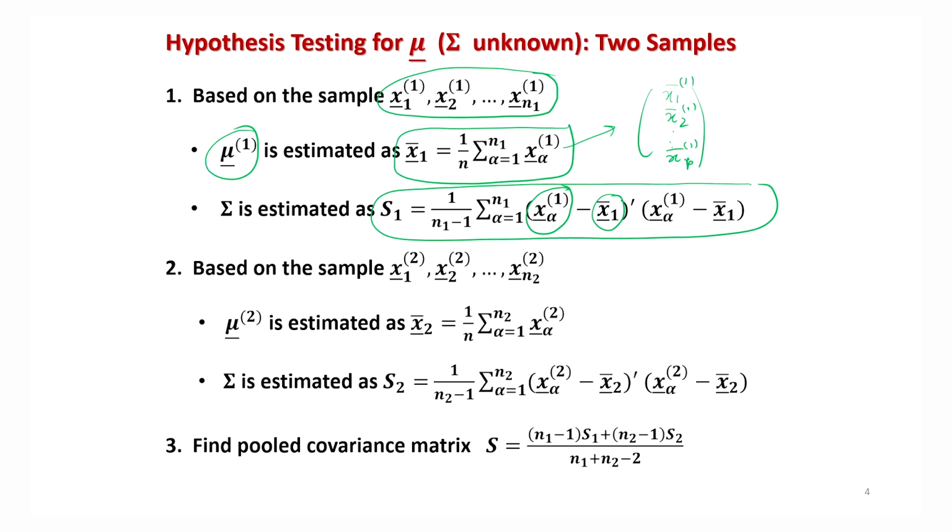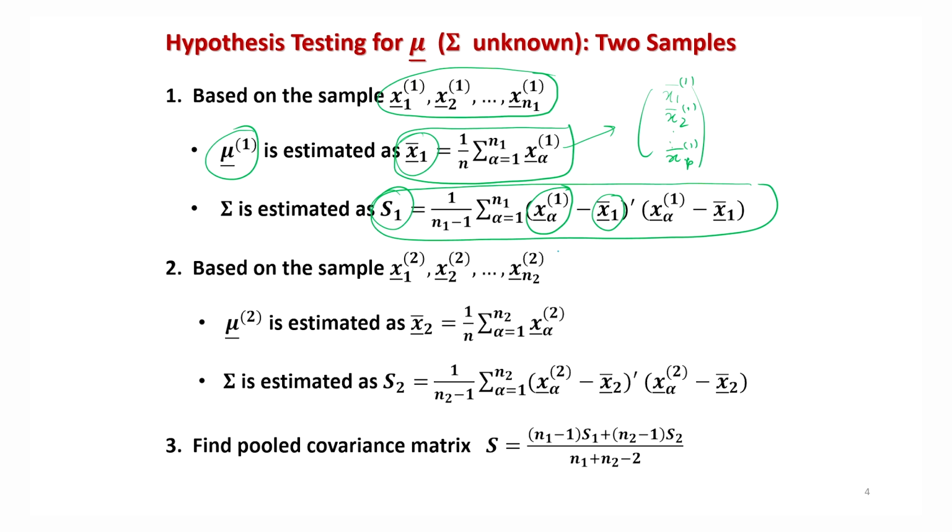If you try to see here, both this mu and sigma are estimated by the MLEs, x1 bar and say S1, right? Do you remember that we had discussed the maximum likelihood estimation in the case of the multivariate normal distribution earlier? So the same thing is being applied here.